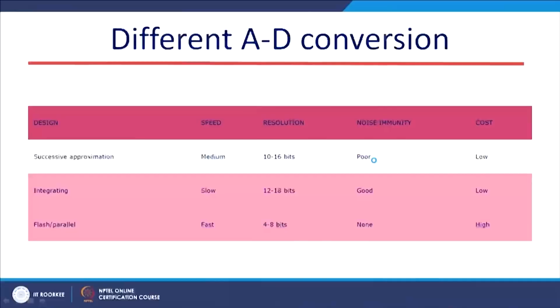Next we use the ADC in PMUs, and we have different types of ADCs like successive approximation, integrating, flash or parallel, depending on their resolution, speed, noise immunity and cost. This table shows how these different types of ADC vary in their operation.